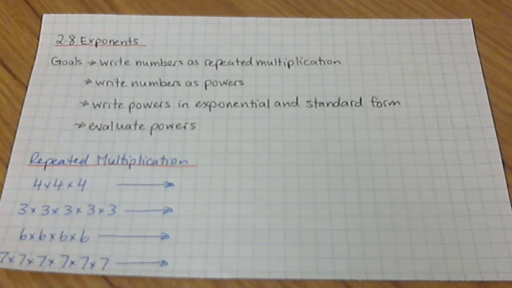And today, folks, what we are going to look at is something called exponents. So there are basically four goals of this video and then into the practice that my students will work on tomorrow. The goals are to write numbers as repeated multiplication. You can see that down here a little bit. There's some repeated multiplication going on. To be able to write numbers as powers. And then to be able to write powers in exponential and standard form. And then lastly, to evaluate powers.